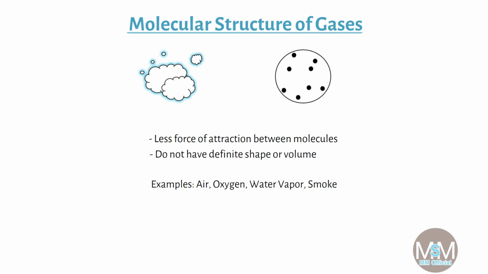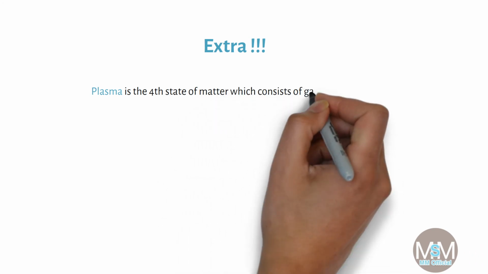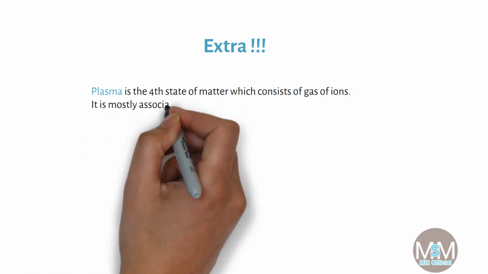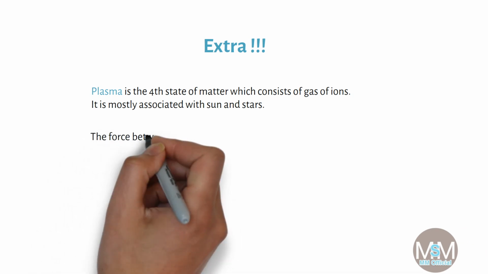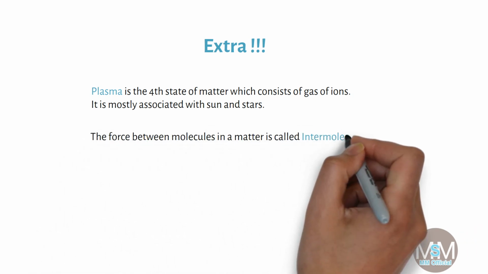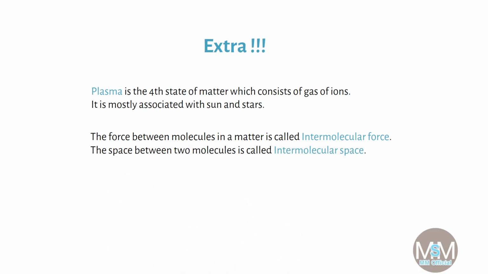Now let's look at some additional information around this topic. Plasma is the fourth state of matter which consists of gas of ions. It's mostly associated with sun and stars. Throughout this session, we talked about the force between molecules. This force is called intermolecular force. Also, the space between two molecules is called intermolecular space.